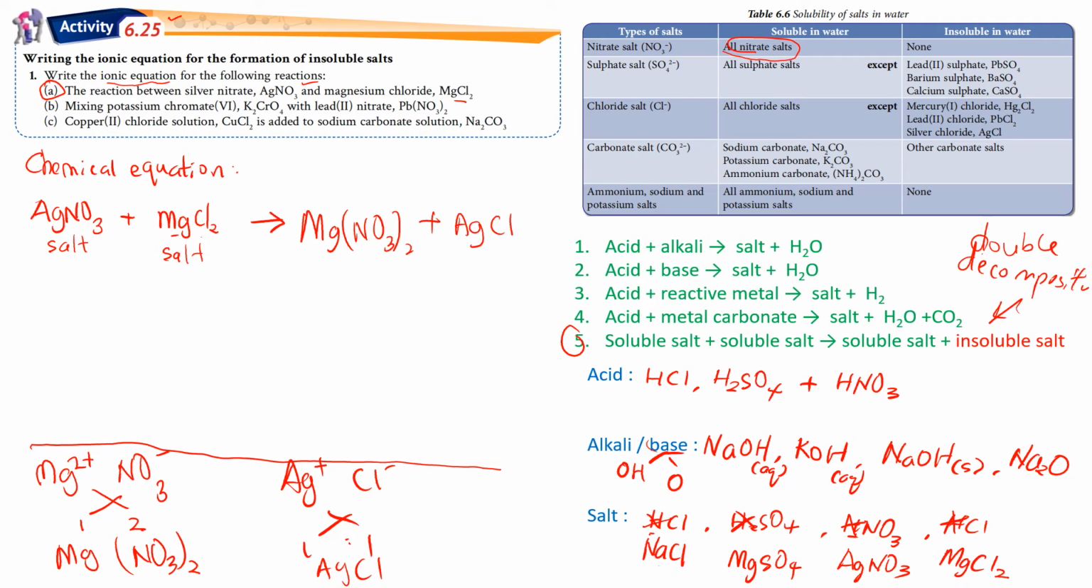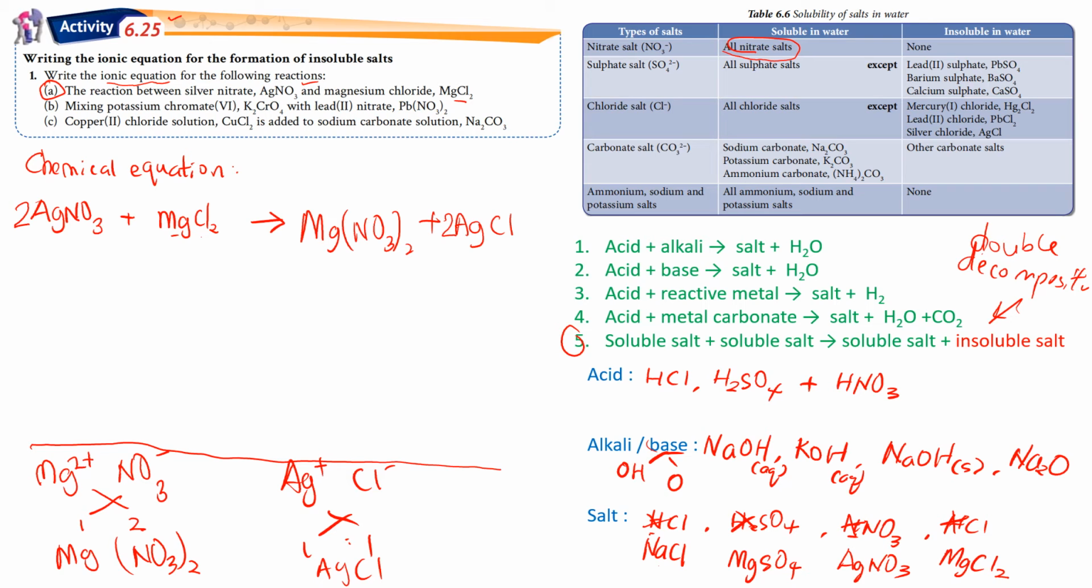Now we try to balance the equation. Silver, you have one, balanced. Nitrate: here you have 1 nitrate, but in the product you have 2 nitrate. Then you need to balance, so you write 2. But when you times 2, your silver becomes 2. Silver and nitrate are balanced already. Now look at magnesium, 1 and 1. Chloride, you have 2 here, and 2 chloride, so correct. Now this is a balanced chemical equation.